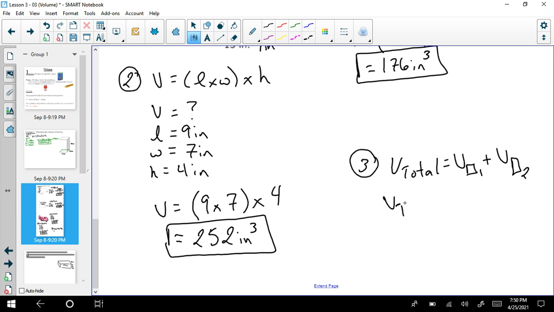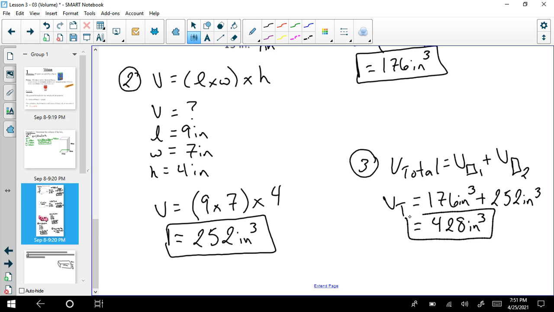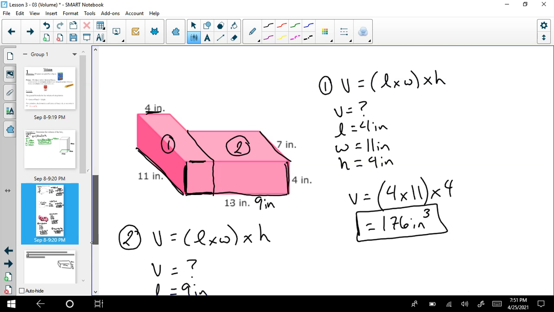So my total volume equals volume 1, which is 176 inches cubed plus my 252 inches cubed, which is going to give me a total of 428 inches cubed. And I box that, and that's the total volume of my figure here.